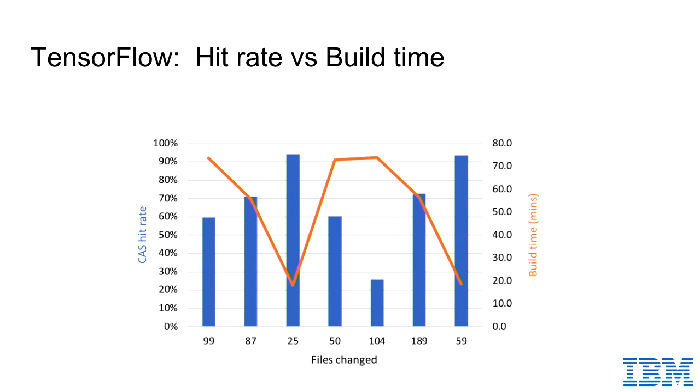When the hit rate is low, then build time is high, and versus when the hit rate is high, then build time is low. So that's good. It shows that the remote cache is working just as expected.